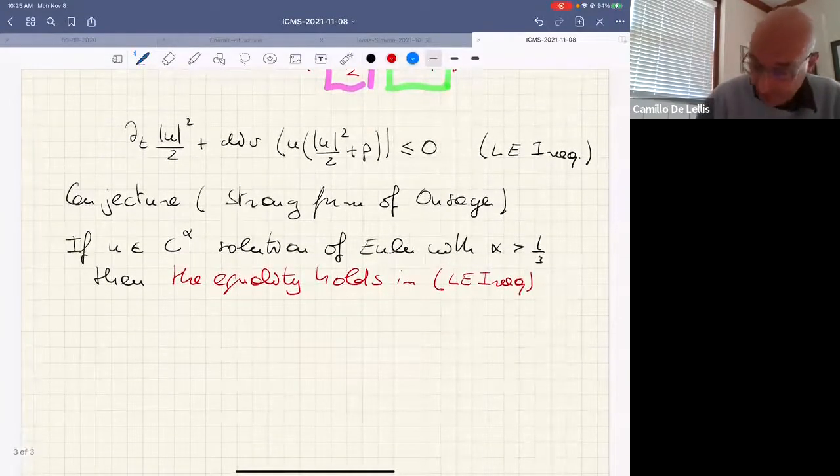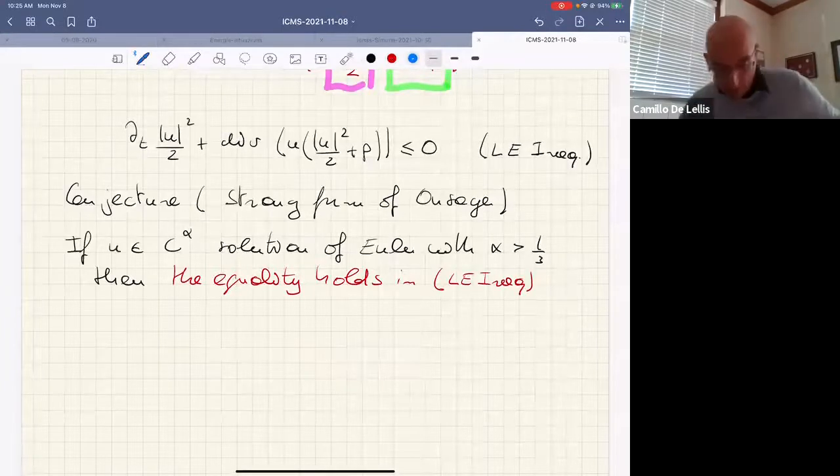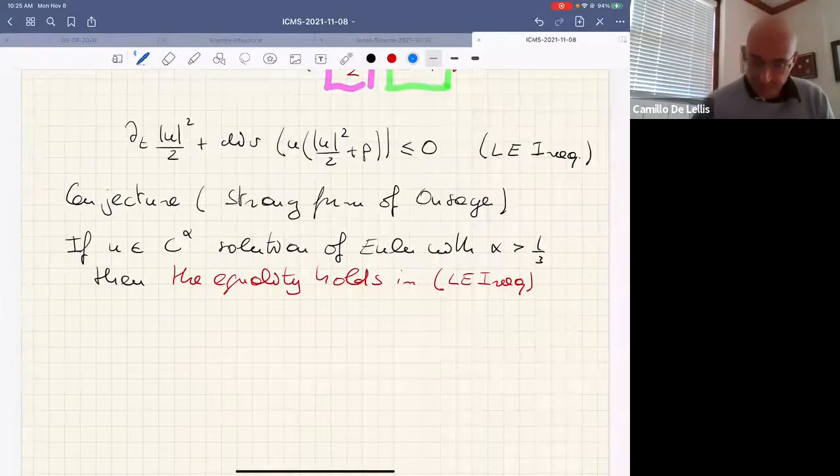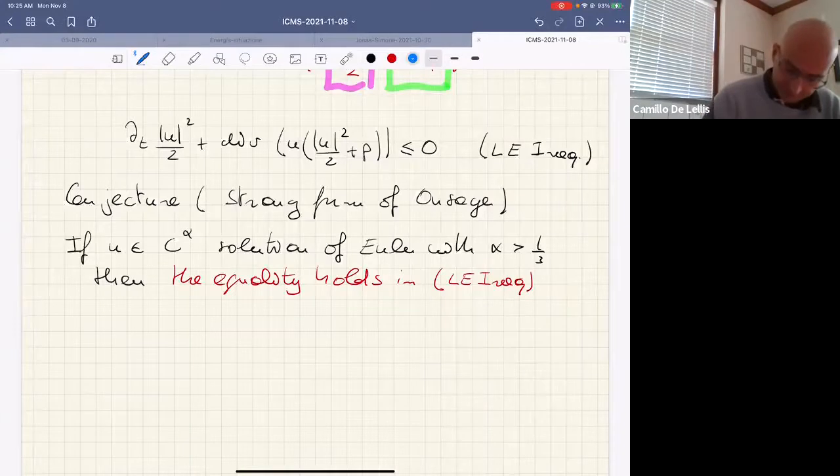And incidentally, this can in fact be shown with the same proof that Constantin, E and Titi used for proving the conservation of the global kinetic energy. So this part is not a conjecture.